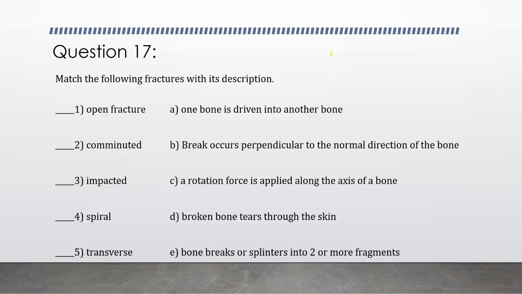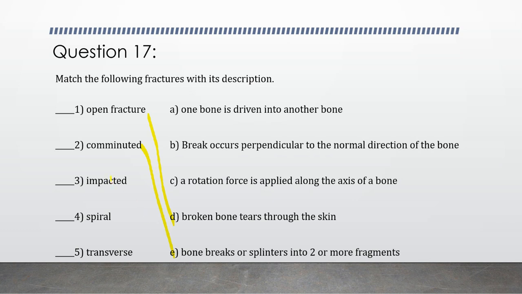All right, so match the following fractures with its description. All right, open is when it breaks the skin. So that's going to be D. The comminuted is when the bone just kind of shatters and breaks up into a lot of smaller pieces. It's going to be E.